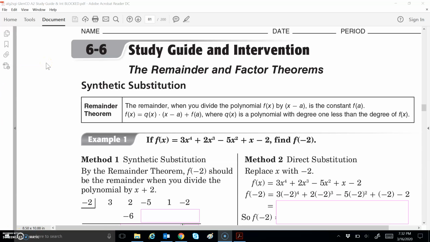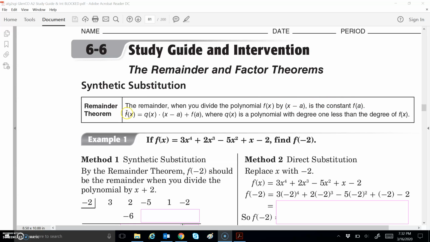Alright, the remainder factor theorem. Synthetic substitution. When we have the remainder theorem, the remainder is what you get when you divide a polynomial. So we're calling our polynomial f of x, and we have this factor x minus a. Sometimes it'll look like x minus 2, x minus 7, x plus 3. So our f of a is whatever number this is.